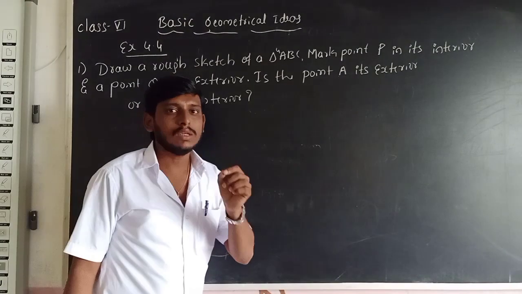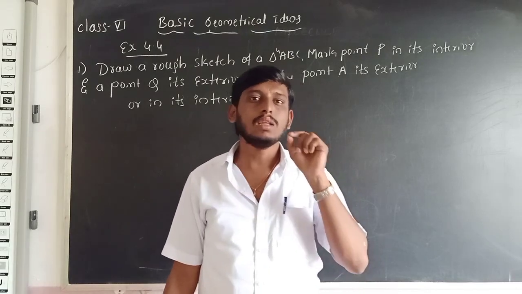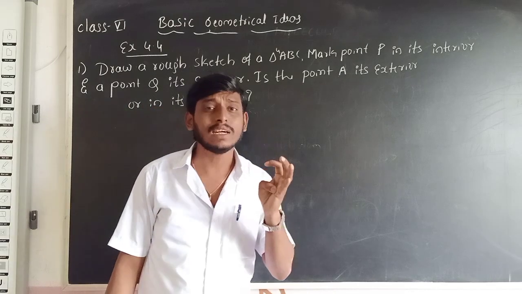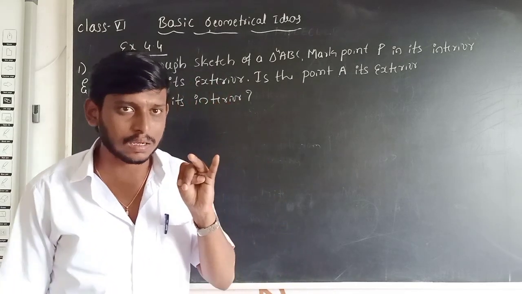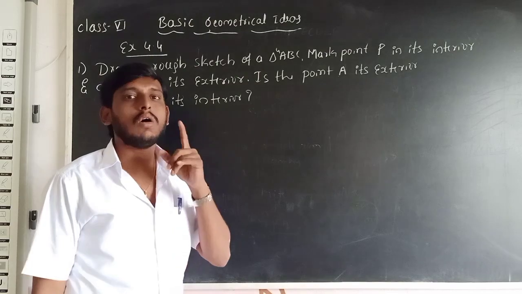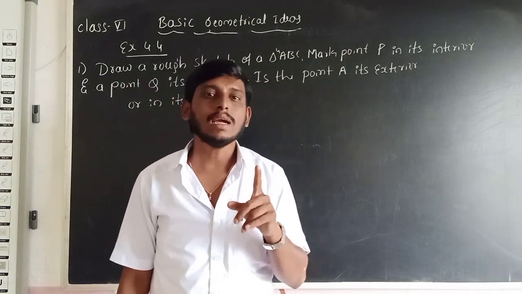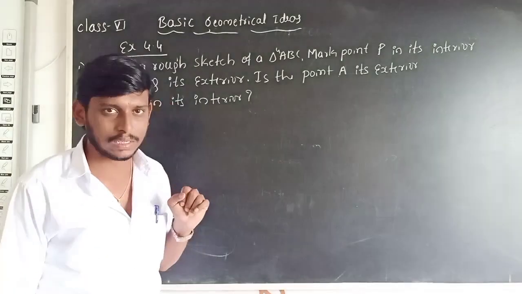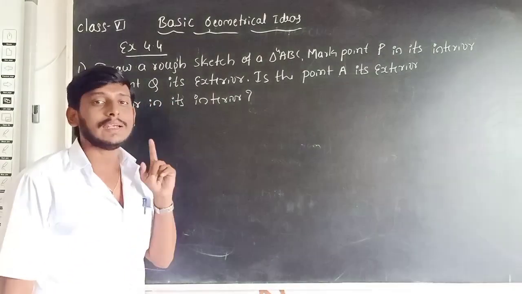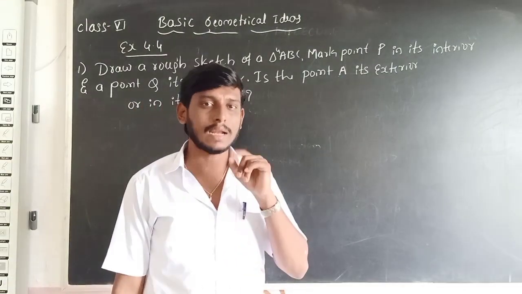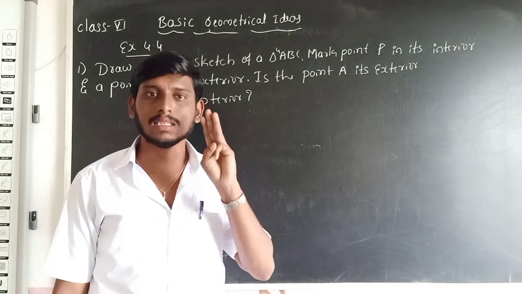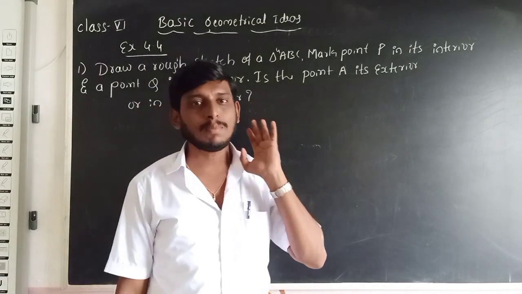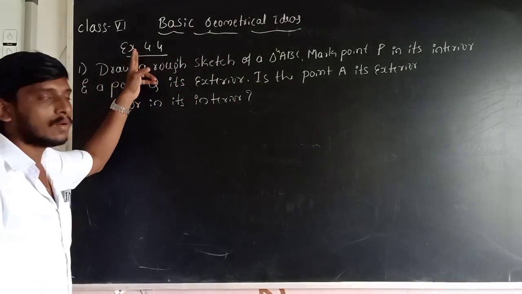Okay, dear students, as we know the definition of triangle, there are three types of triangles: equilateral triangle, isosceles triangle, and scalene triangle. What are the properties of equilateral triangle? All sides are equal. Isosceles triangle, its opposite sides are equal. Scalene triangle, all its sides are different. What do you mean by triangle? A polygon containing three line segments is said to be a triangle. How many vertices does it have? It has three vertices, three sides, and three angles. So based on those properties, let us go for exercise 4.4.